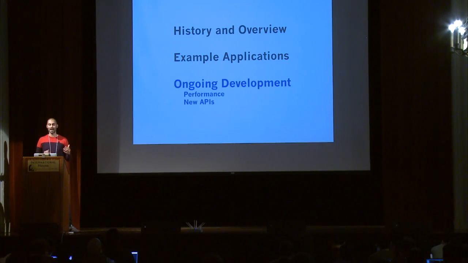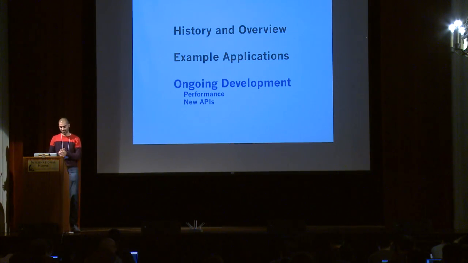Okay, cool. So those are some example applications. Hopefully that gives you some idea of the high-level thought process behind designing algorithms in MLlib, as well as how you invoke things in MLlib in practice. I'd like to spend the last few minutes talking about ongoing development, as well as provide some performance results for MLlib.